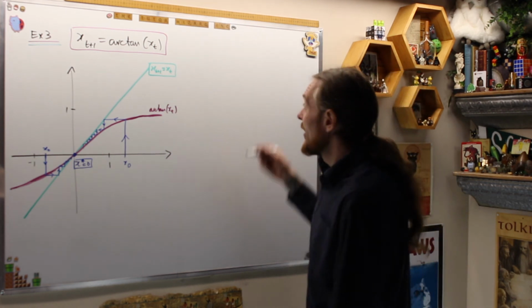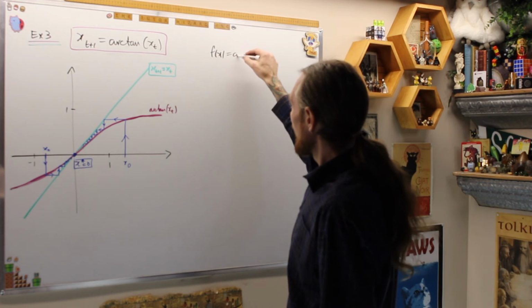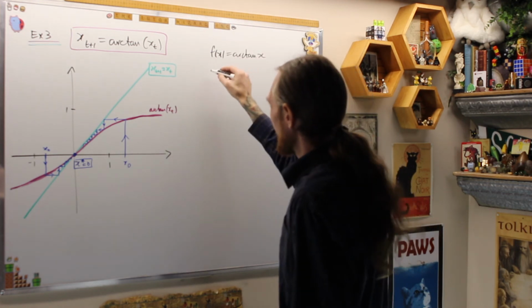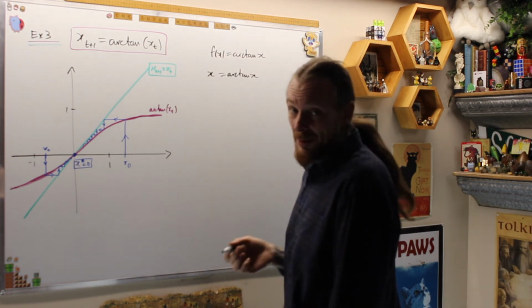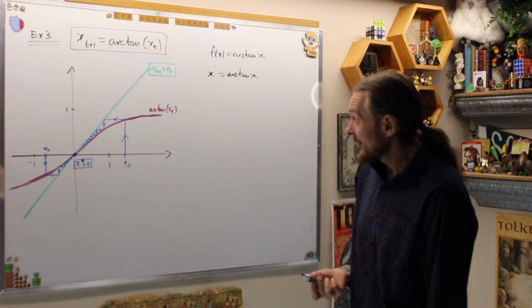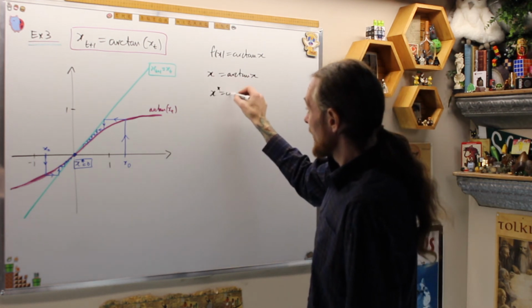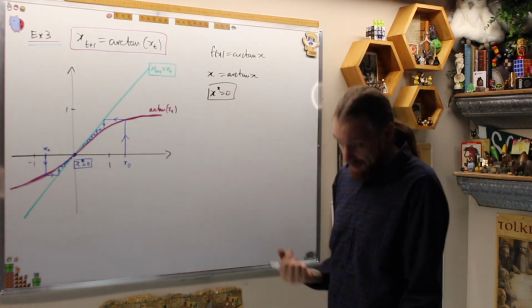How do I find this? First of all, what we need is f of x equals arctan x. We are looking for when x equals arctan x. We can prove using Rolle's and intermediate value theorem that there's a unique solution to this. x star equals 0 satisfies this. Arctan of 0 is 0 and x equals 0 is 0.